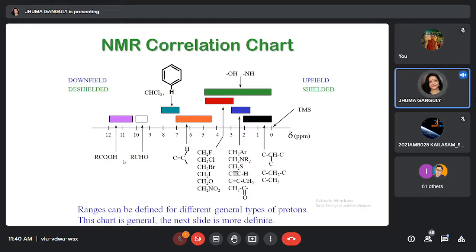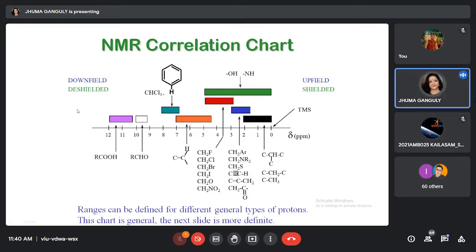This one is more deshielded because it's directly attached to the oxygen, while the aldehyde proton is not attached to the oxygen directly. So the electron withdrawing capacity of oxygen is higher in the carboxylic acid group. So this proton is more deshielded with respect to the aldehyde, and its value is higher than the aldehyde. You can get 9 to 10. If your peak is 9 to 10, then you have an aldehyde group.